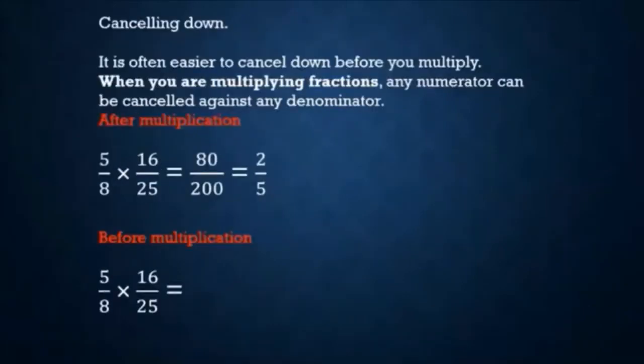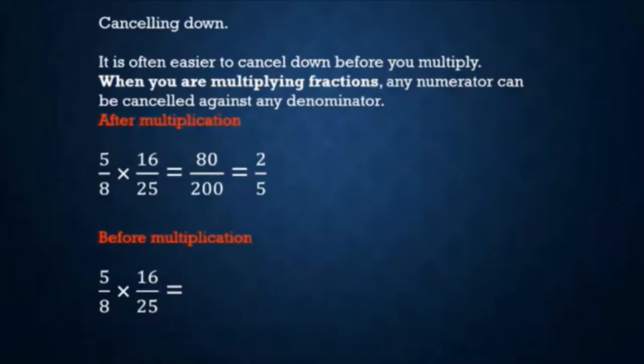Now let's learn about cancelling down. It is often easier to cancel down before you multiply. When you are multiplying fractions, any numerator can be cancelled against any denominator. For after multiplication, it will be 5 by 8 into 16 by 25 is equal to 80 by 200. First we have to find the HCF of 80 and 200, and then we have to divide it by that HCF, and then we will get the answer.